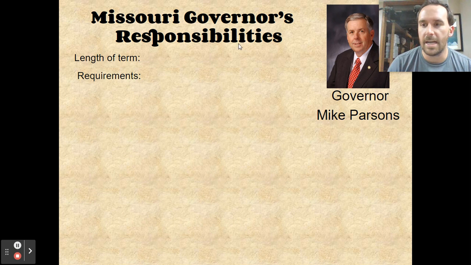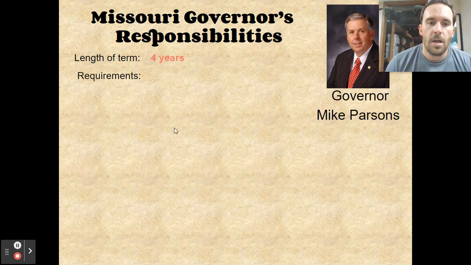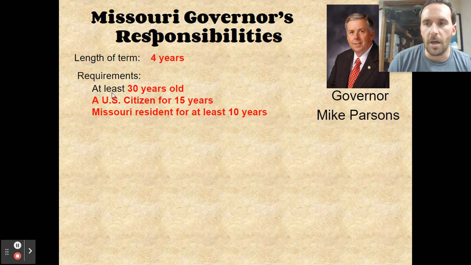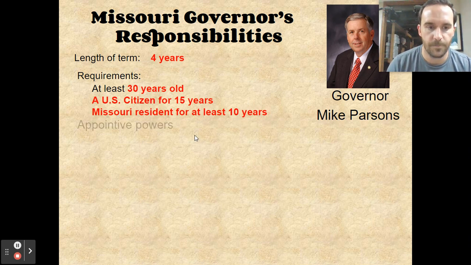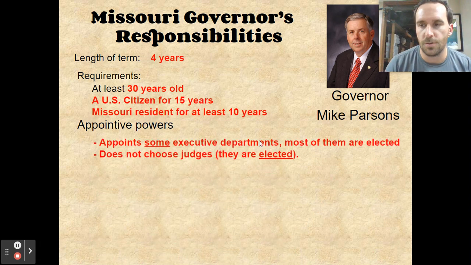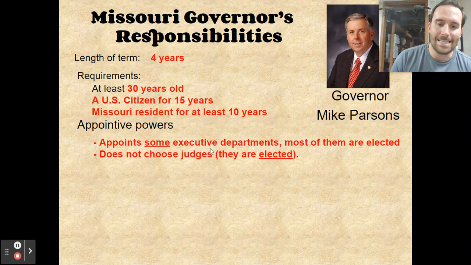All right, the Missouri executive leader is the governor, and currently his name is Mike Parsons up here. They're also in charge for 4 years. To be a governor in Missouri, you have to be at least 30 years old. You have to be a U.S. citizen for at least 15 years, and you have to live in Missouri for at least 10 of those years. They also have appointed powers, but they do not get to choose their cabinet. All the cabinet positions are elected.